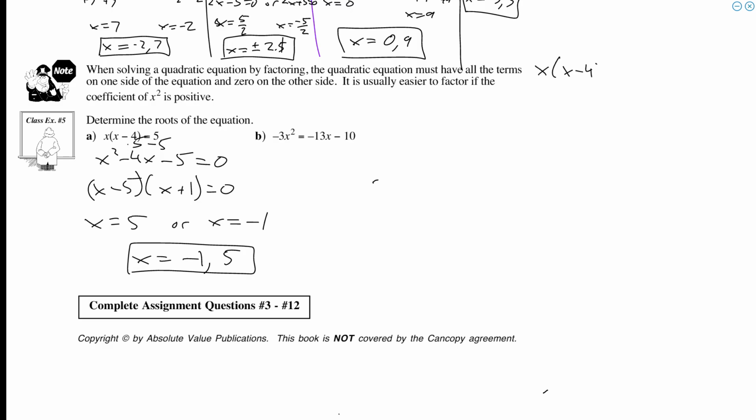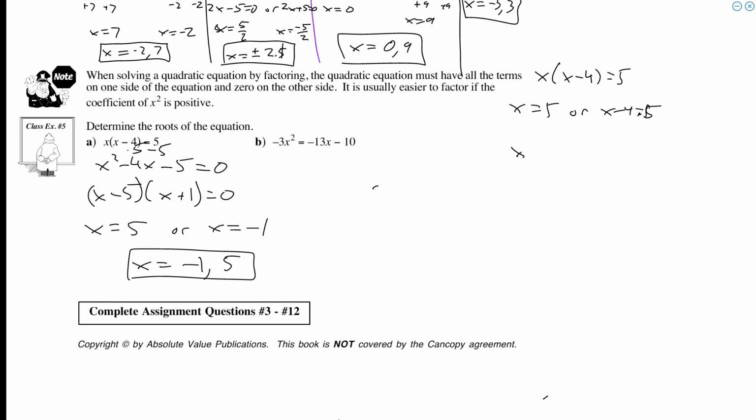x times (x minus 4) equals 5. What if instead I just said, okay, what makes x equal 5 or x minus 4 equal 5, right? Because I was asked what is equal to 5. Let's see if I can do that. So this one's x equals 5, x minus 4, so plus 4, plus 4. What is that? 5.